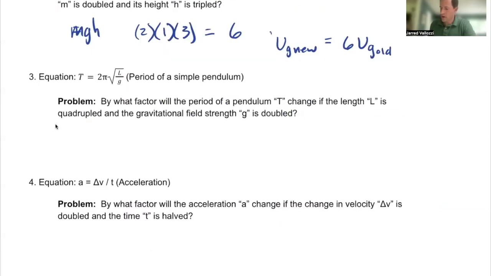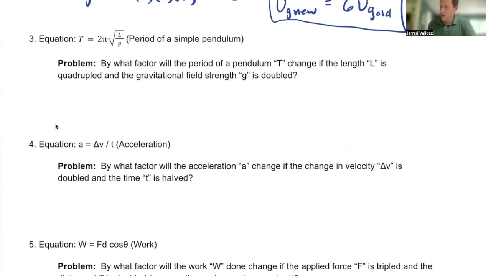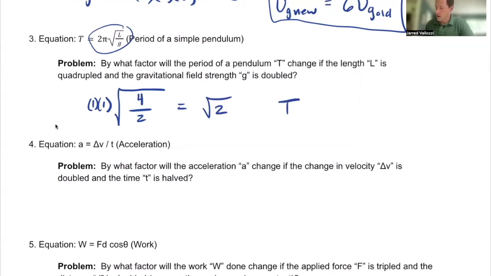All right, this third equation will be unfamiliar to you, no problem. It says, by what factor will the period of the pendulum T change if the length quadruples and the field strength doubles? Okay, so the variable in question is T, so we're going to use this. Now 2 is a constant, pi is a constant, L quadruples, and g doubles. All right, so the factor of change is going to be 4 over 2, which is 2, square root of 2. So the new period of the pendulum is going to be equal to the square root of 2 times the old period of the pendulum.